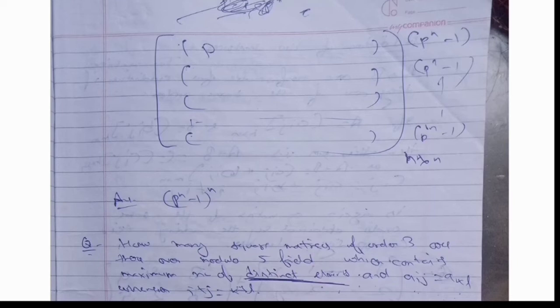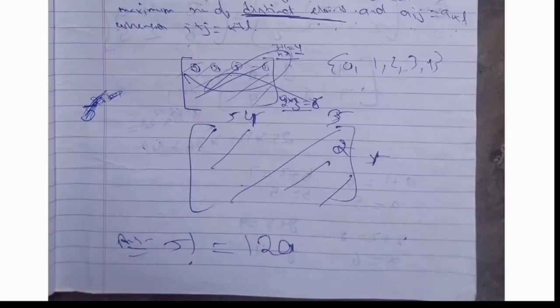How many square matrices of order 3 are there over the modulo 5 field which contain the maximum number of distinct elements and Aij is equal to AKL whenever i plus j is equal to k plus l? Similarly, whenever you see i plus j equal to k plus l, you are going to see non-principal diagonal lines. How many choices do we have? 5. Okay, distinct elements. So let's see that.